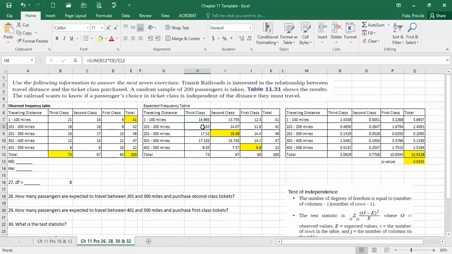For the second one, I did again this value, right? But now I'm doing this total right here divided by the same total. E8. So column E, row 8.